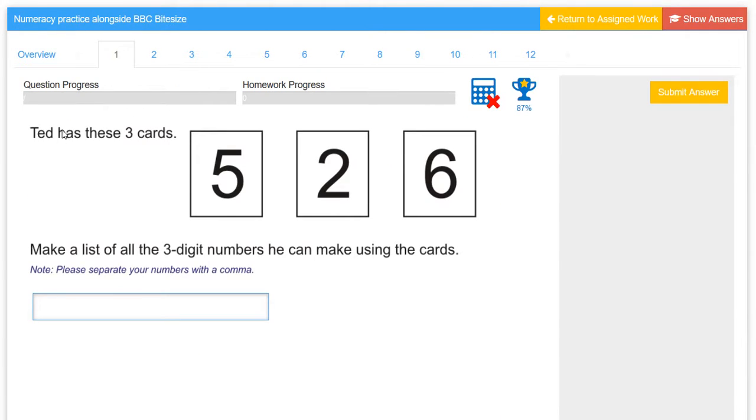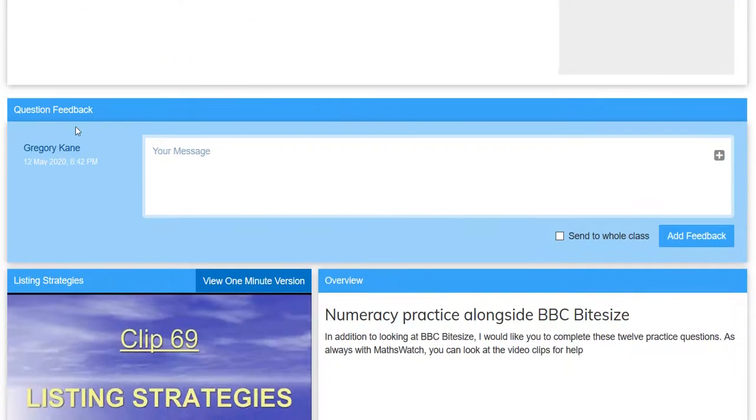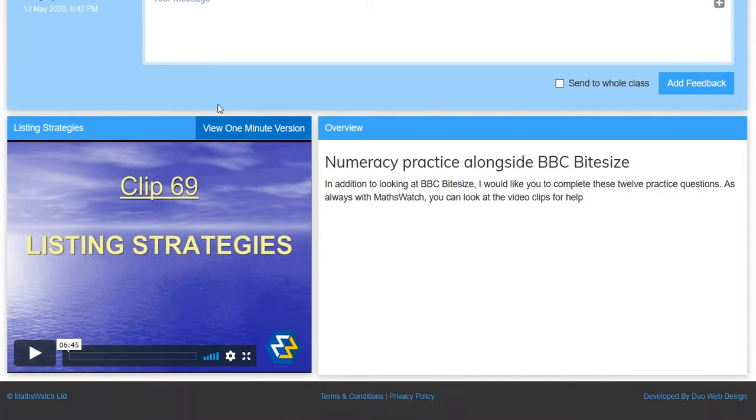Let's have a look. We have Ted has 3 cards, 5, 2, 6. Make a list of all of the numbers he can make using them, all the numbers even. Well, if we're not sure how to do this, we can look at any hints Mr Kane has set. Well, I haven't for this one. Or we could go down and look at listing strategies.